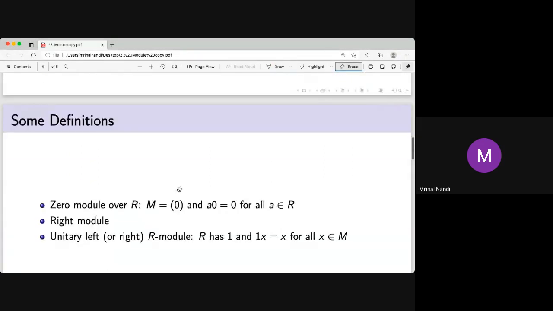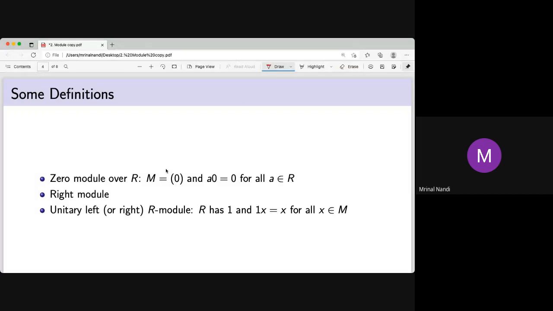So next, some definitions. Zero module about R. The zero module is just a single element. M contains a single element, only one element is there. 0 is there, the only element, because since it's a group, that 0 must be there. At least one element must be there, so the identity must be there. So this 0 is actually not our school 0. It is just 0, the element of the module. Now, by definition, a into 0 is 0. So every scalar multiplication gives 0 because there is only one element in it.